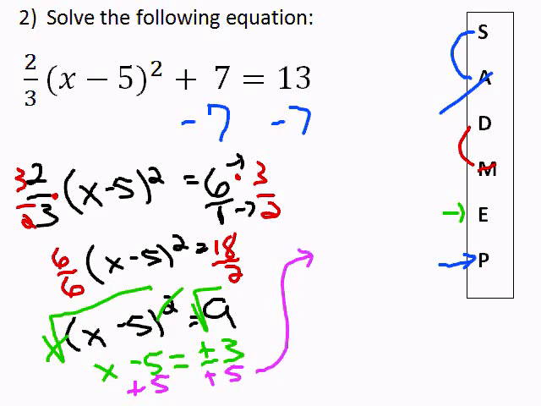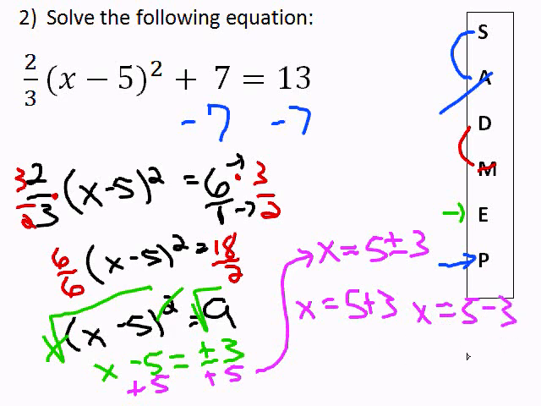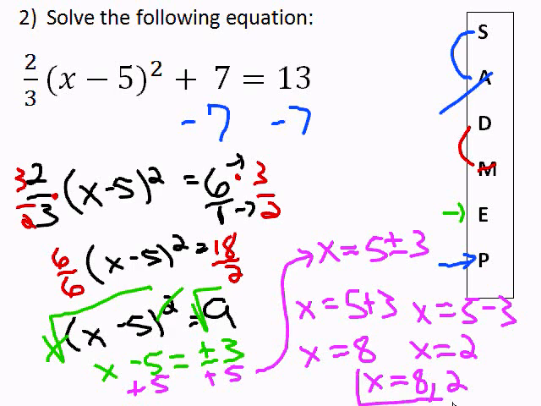I get x is equal to 5, since it was a positive 5, plus or minus 3. We have to split this apart. Since we can't combine 5 and 3, we have to split it apart, giving us two different answers. x is equal to 5 plus 3, and x is equal to 5 minus 3. That's our positive or negative answer. So we get x is equal to 5 plus 3, which is 8, and x is equal to 5 minus 3, which is 2. So we end up with two different answers. We can write it as x equals 8, x equals 2, or you'll see it written as x equals 8, comma 2.